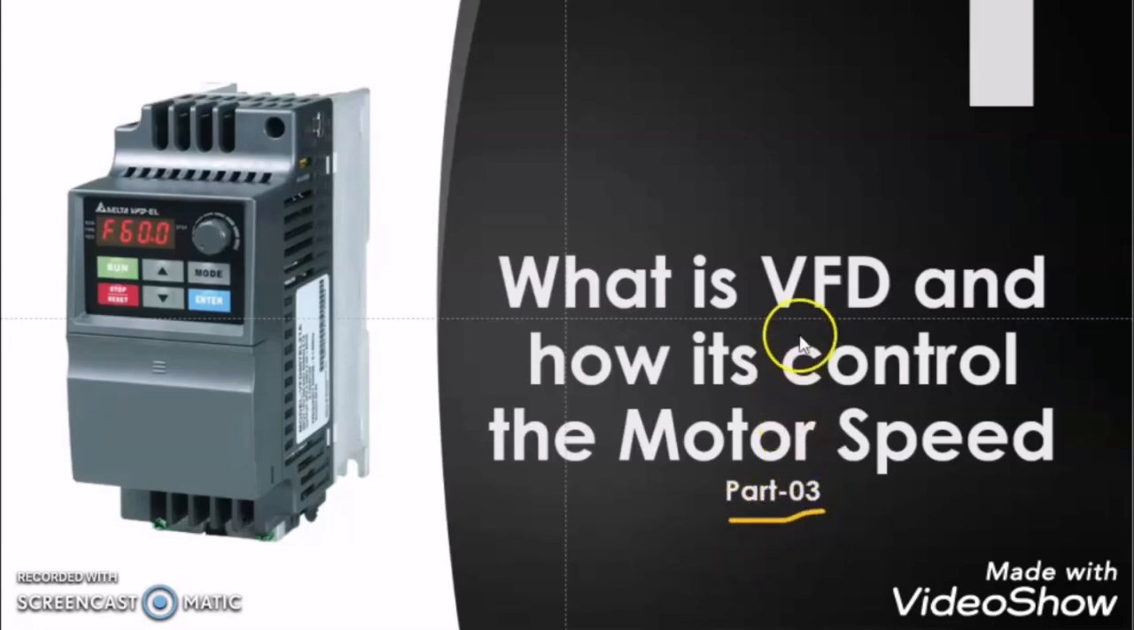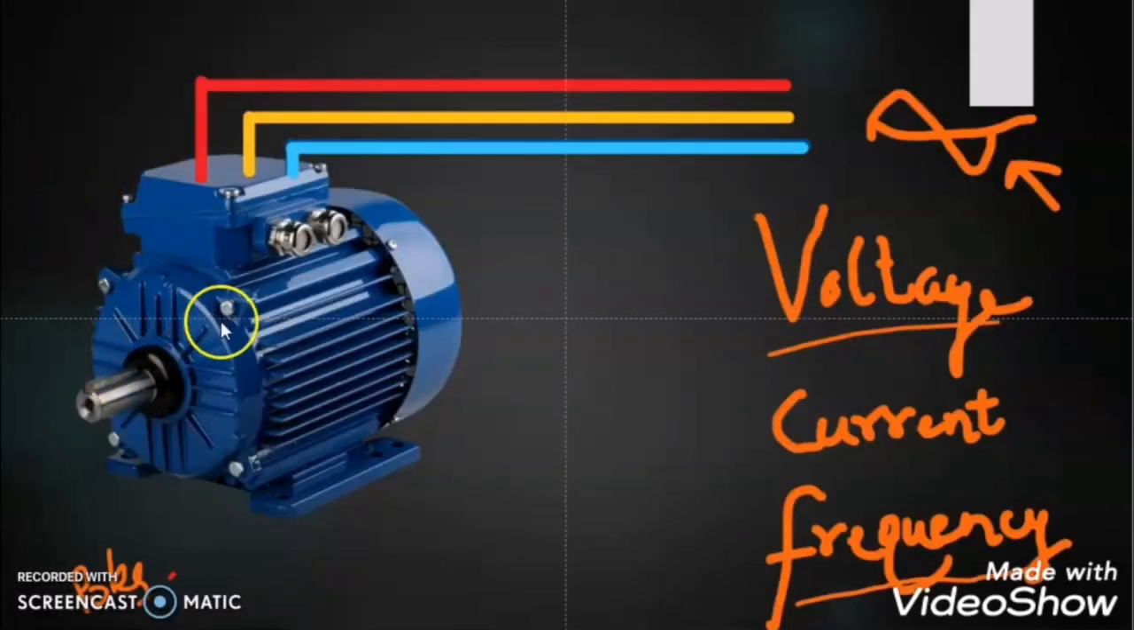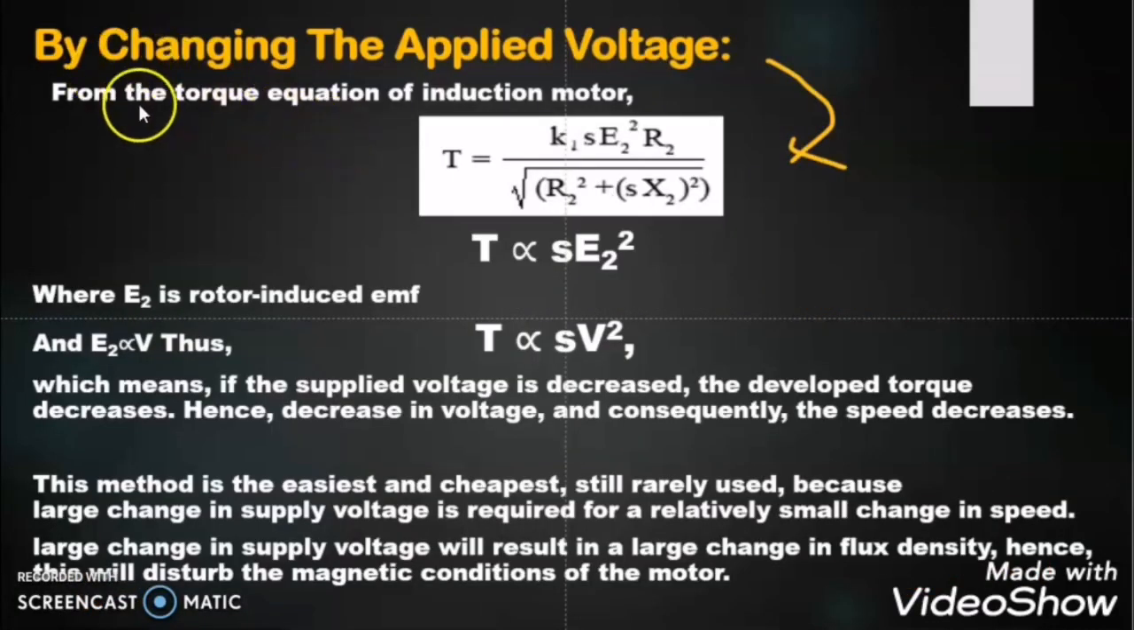This is the third video in the series on variable frequency drives. In the last two videos, we discussed the different speed control methods of the induction motor. We discussed three different methods for changing the speed of the induction motor. The first method we discussed is changing the applied voltage, and we also discussed the drawbacks of this method.